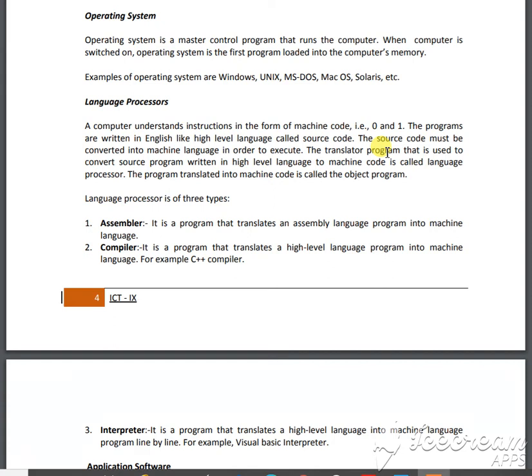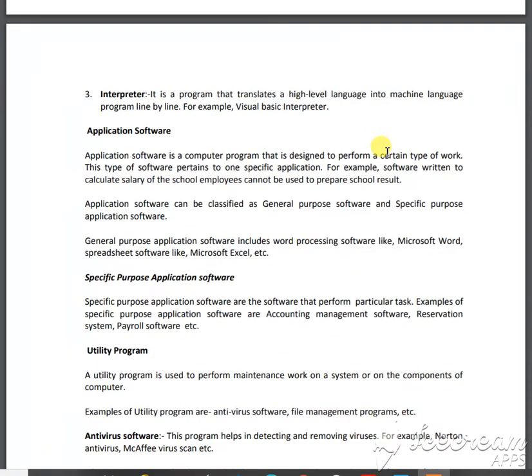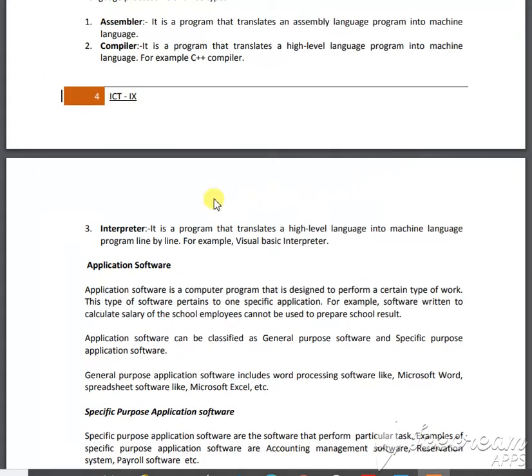Dear student, I have discussed the different types of language processors, assembler and compiler, in the previous video. Now I am going to discuss the interpreter. An interpreter is a machine which helps you translate the high level language into the machine level language line by line. So what is the difference between them?